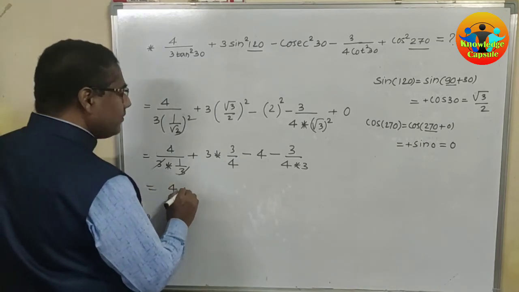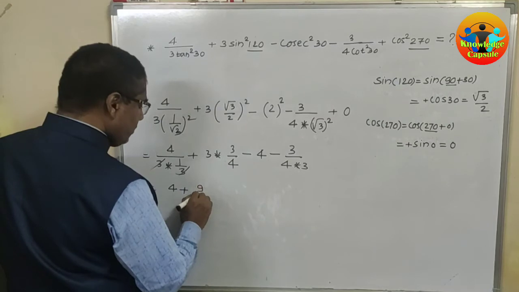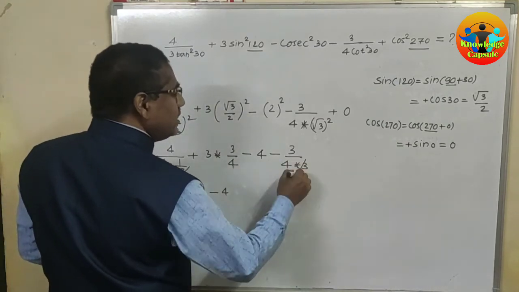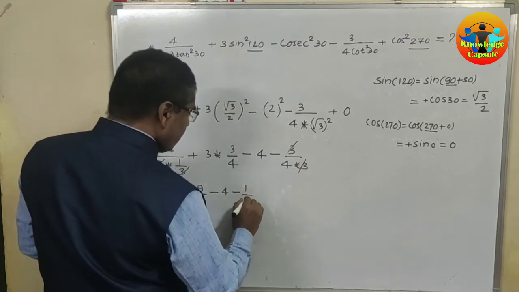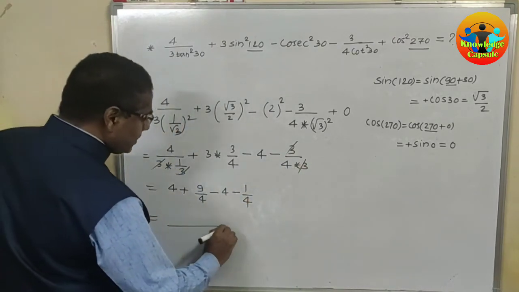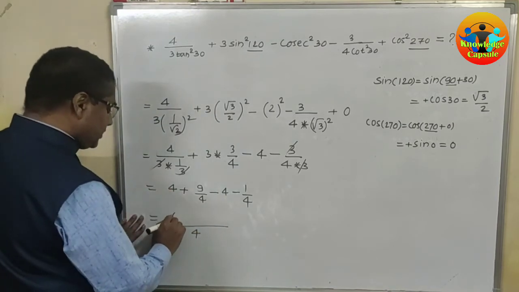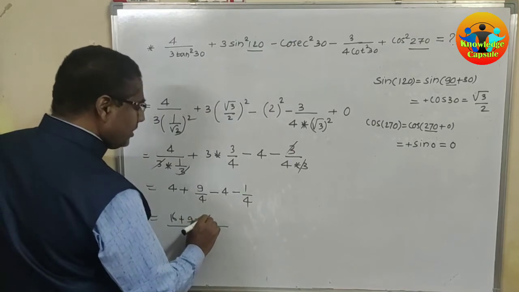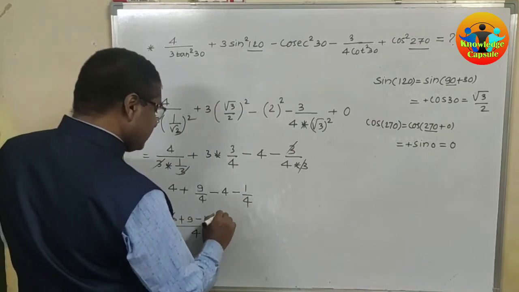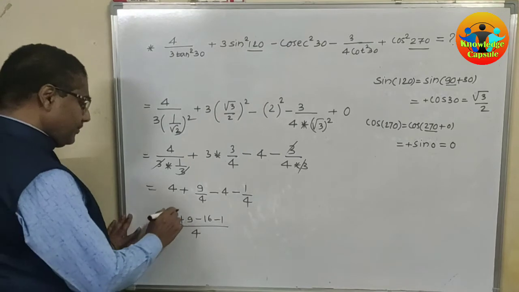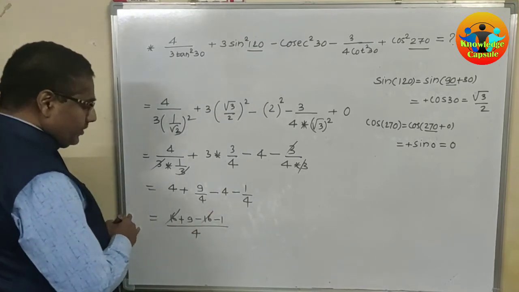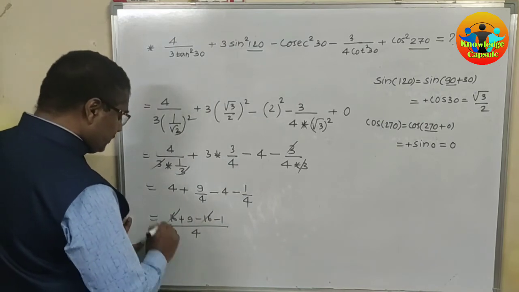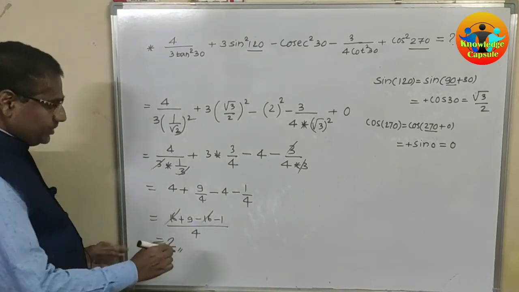Here we get 4, here we get 9 by 4, here we get minus 4, and here we get just 1 by 4. Now taking 4 as LCM, here we get 16, here 9, here 16 again, and here just 1. Therefore it is equal to 9 minus 1, 8 by 4, it is 2. The final answer is 2.